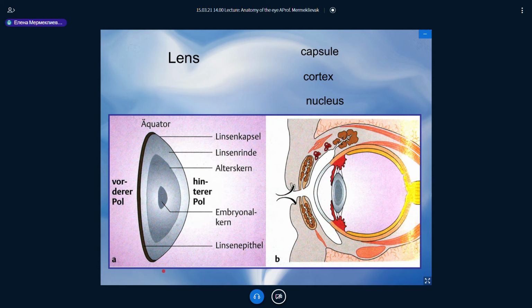So inside the eyeball, we have the anterior chamber again, the posterior chamber, the lens, and the vitreous body. The lens consists of the capsule, anterior capsule, posterior capsule, cortex, and nucleus. With aging, the nucleus becomes larger and harder.